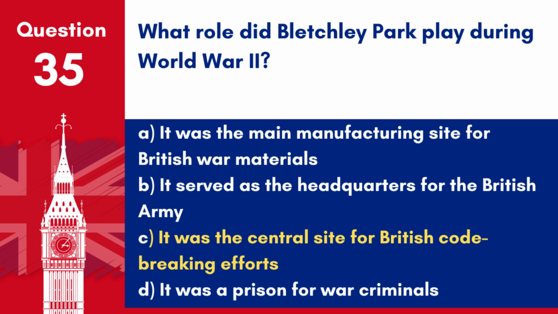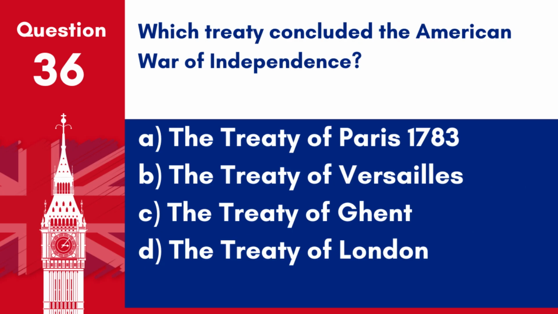Answer: C. It was the central site for British code-breaking efforts. Bletchley Park is famous for its role in decrypting the Enigma and other codes, which significantly aided the Allied war effort. Question 36. Which treaty concluded the American War of Independence?